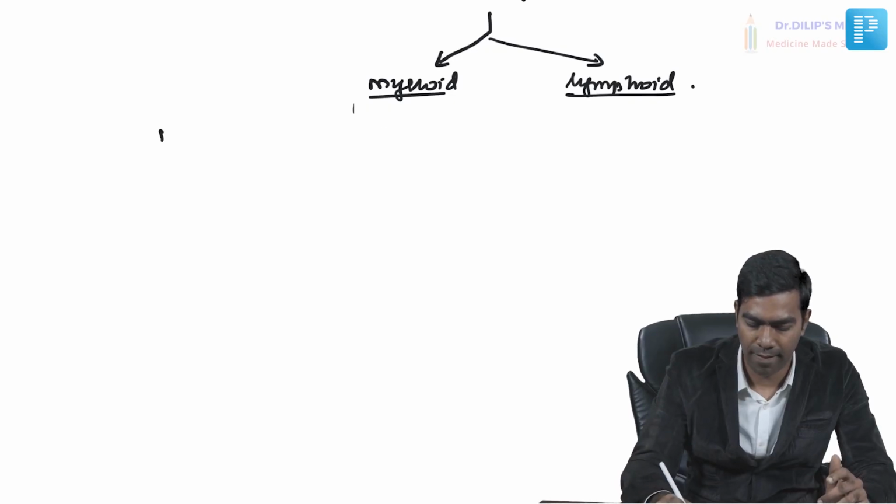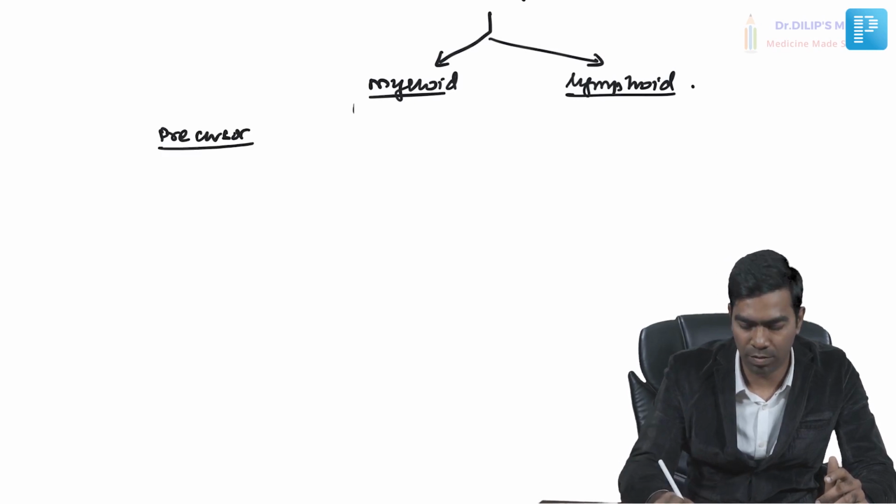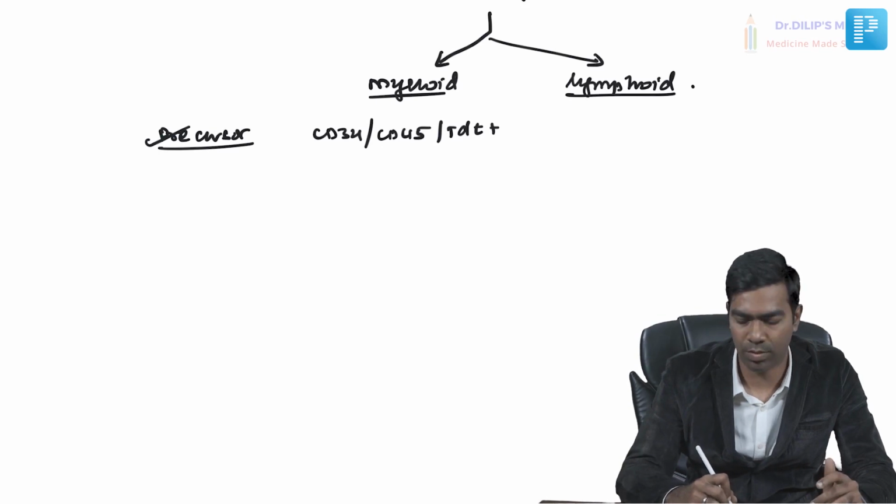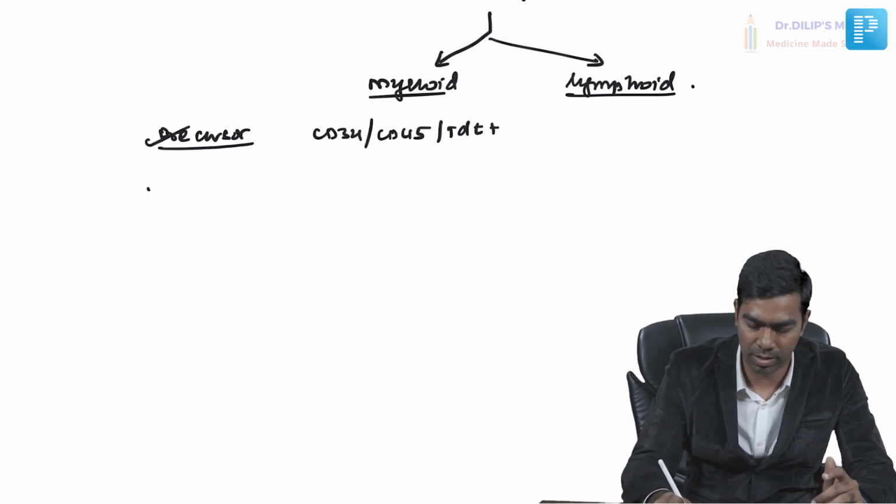Now let us see what is the CD marker of a precursor cell. It's going to be CD34, it's going to be CD45, and they can be TdT positive and HLA-DR positive also. These are going to be the precursor cell markers.